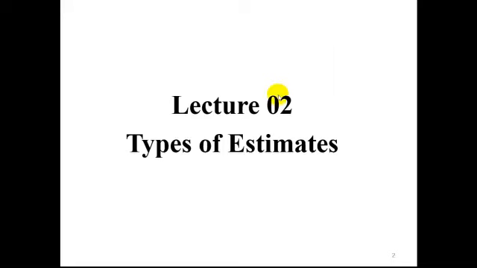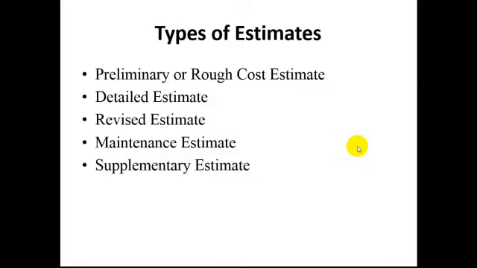Today I will discuss my second lecture with you guys, which is related with the different types of estimates used in quantity surveying. The different types of estimates are preliminary or rough cost estimate, detailed estimate, revised estimate, maintenance estimate, and the supplementary estimate. Let me discuss these estimates in detail in the upcoming slides.